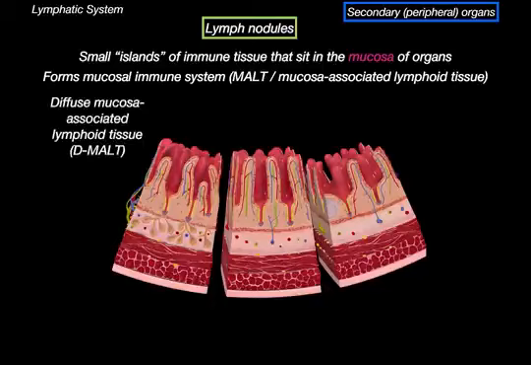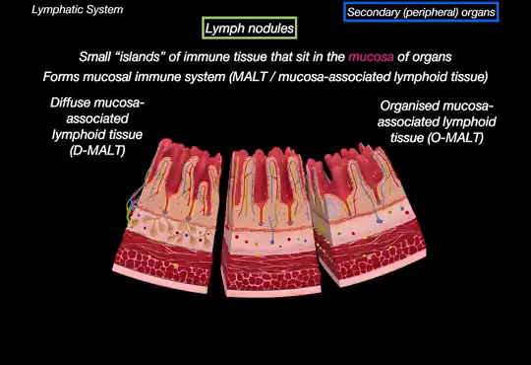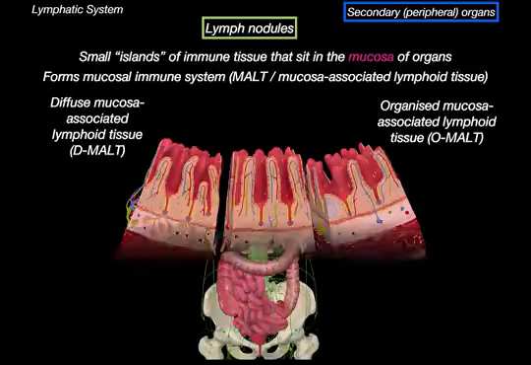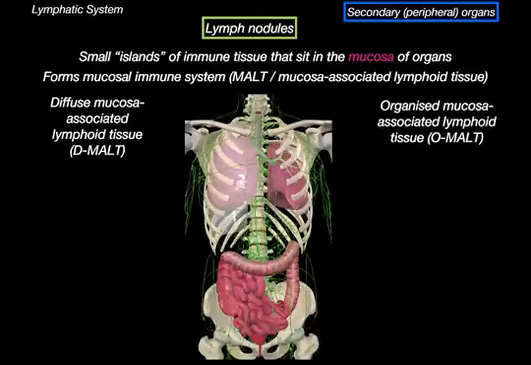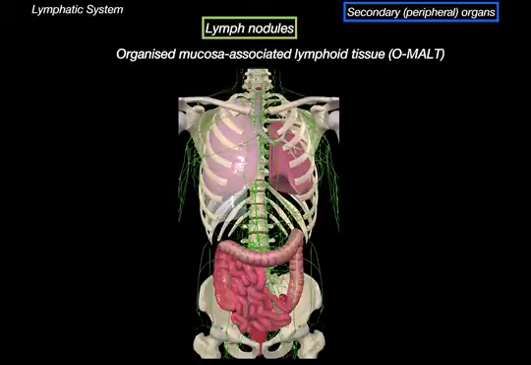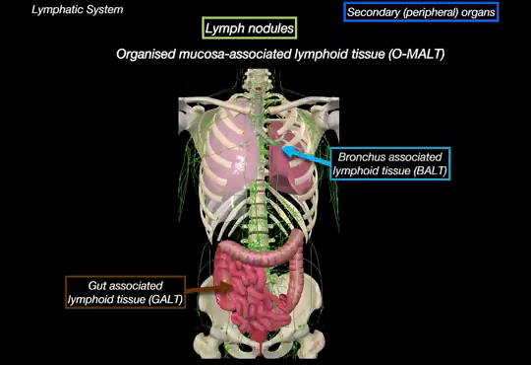MALT can be found in two general forms. There is diffuse MALT, which is made of scattered immune cells within the mucosa. And then there is organized MALT, which forms more visible and structured nodules. Organized MALT includes regions such as GALT, or gut-associated lymphoid tissue, found in the intestines, or BALT, or bronchus-associated lymphoid tissue, found in the airways. There are also others, such as those found in the urinary tract, the conjunctiva, and even the skin.